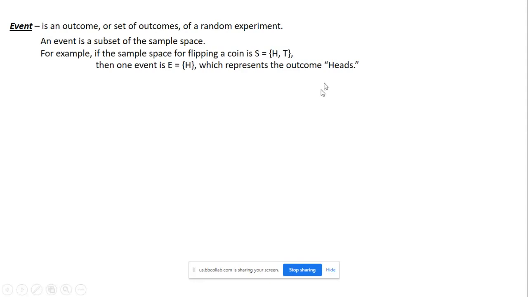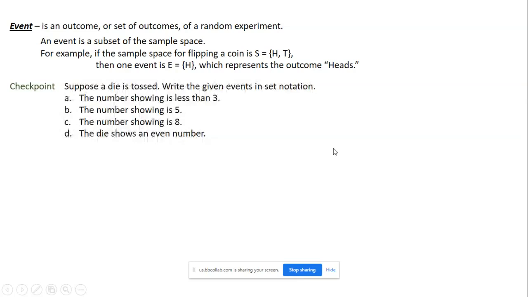So again, this is what I just went over. By flipping my coin, one of the outcomes that I could have had was a heads, tails. So the event, we generalized the event as E. We could have gone just a heads, which represents the outcome heads. Yes? Okay, so let's do a checkpoint.